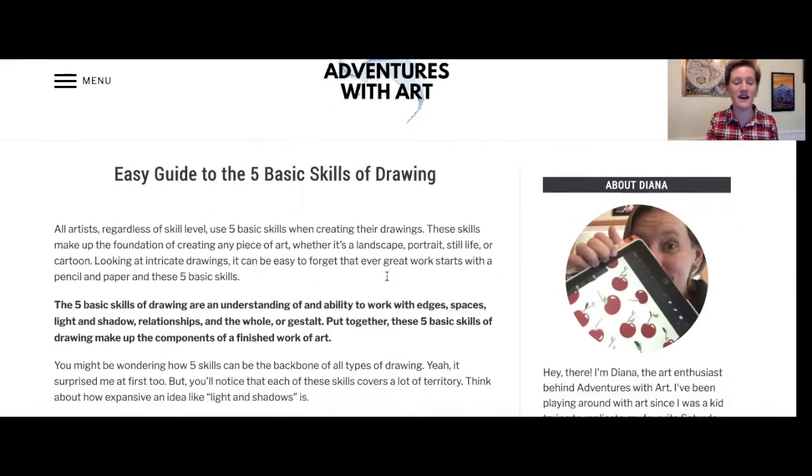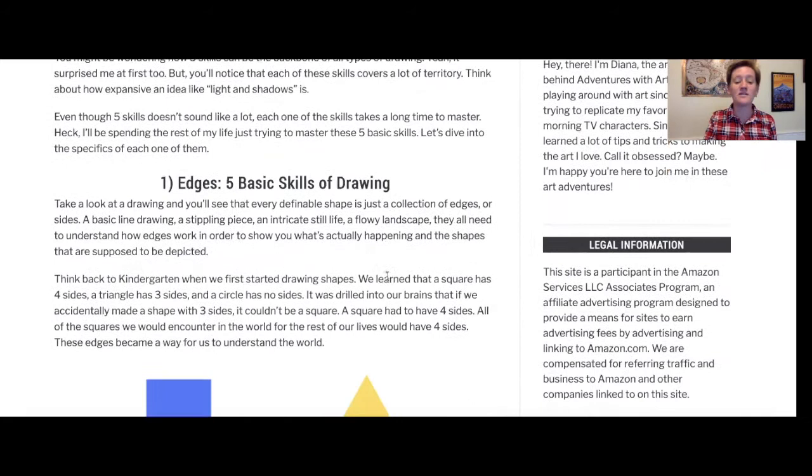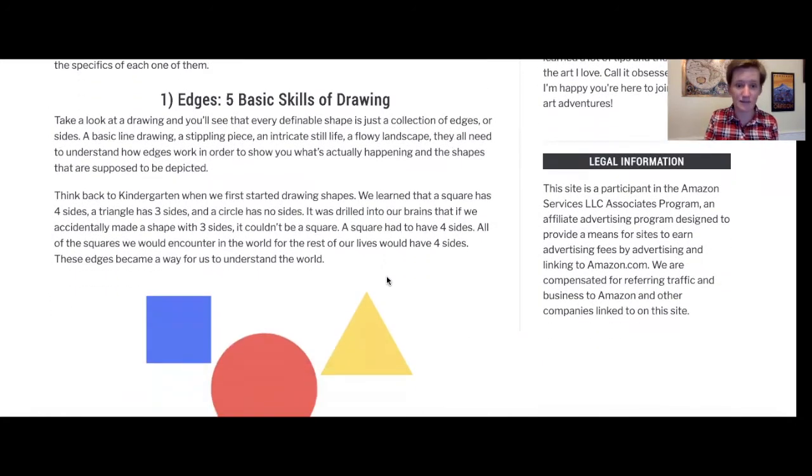All right, so the 5 basic skills of drawing. The first one, edges, or lack of edges. If you think about every single thing you see in the world, it is made up of lines, and those lines come together to form edges. And that's how we can tell the difference between a square and a triangle and a tree and a dog and a computer and a person, right?